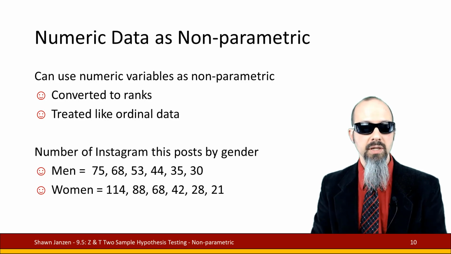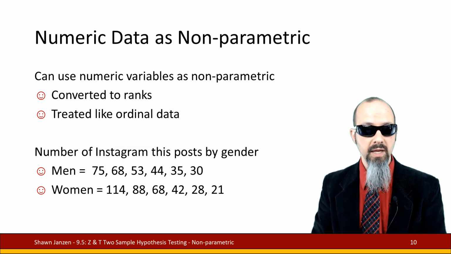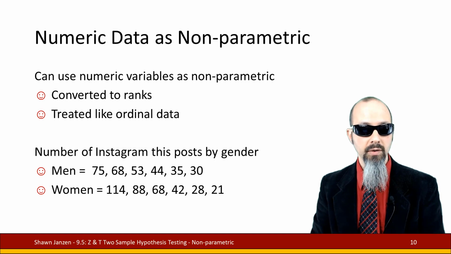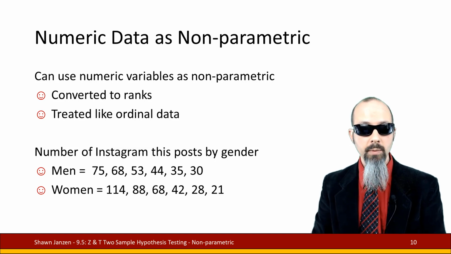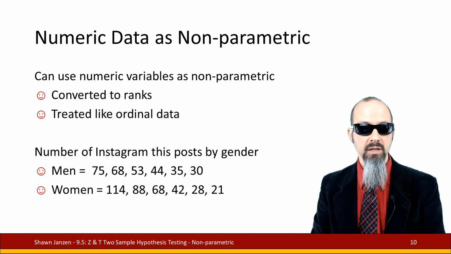So we could imagine that we have a small group of people, and we're asking them how many posts they made to Instagram this month, and we have it by gender. We have 6 men and 6 women. The 6 men have values such as 75, 68, 53, 44, 35, and 30. The women have values such as 114, 88, 68, 42, 28, and 21.